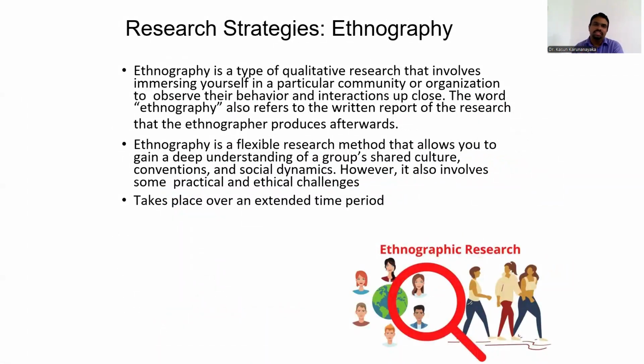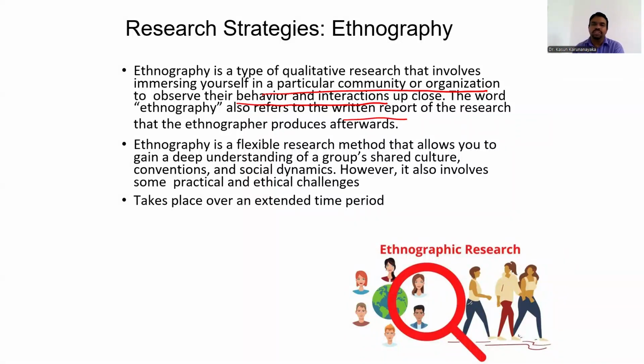Ethnographic research. Ethnographic research is also called people research. So you want to immerse into a particular culture, right? A particular type of community and organization, and then you observe their behaviors and interactions, and then you come up with a written report. That is called ethnographic research.